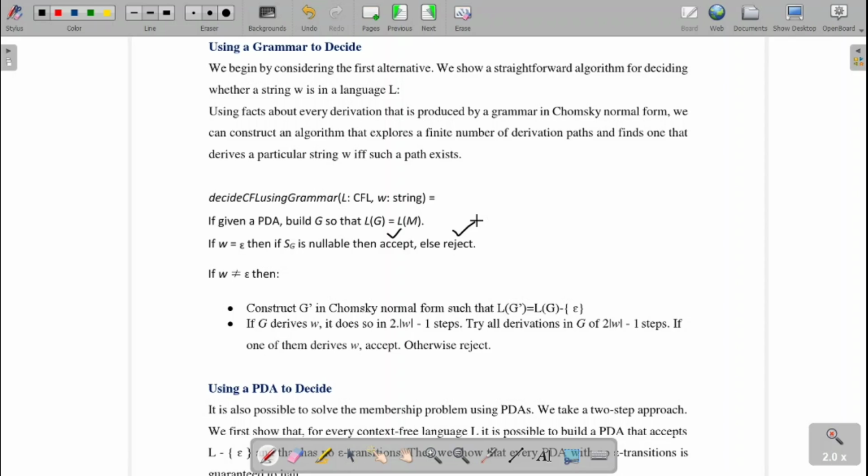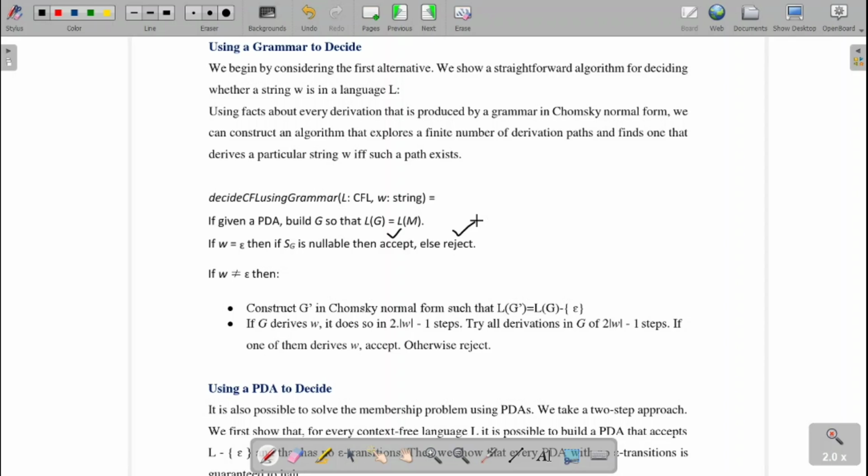Okay? The interesting factor to observe here is, if W is not epsilon, then you have to convert the grammar into the CNF, Chomsky normal form. That will produce an equivalent grammar, removing the epsilon production. Then that grammar will derive our input string W in 2 times the length of W minus 1 steps. Right?